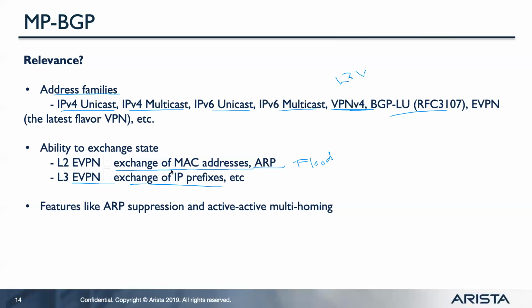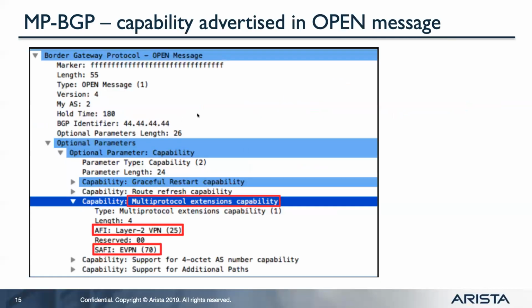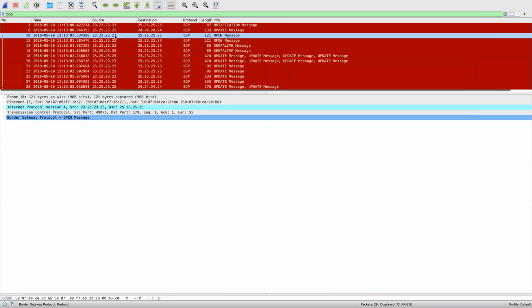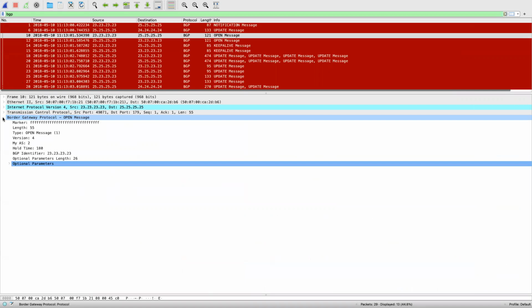Okay, so using MPBGP, we can advertise not only the IP prefixes, but any other protocol information as well. Now, how do we do that? Let's check BGP. Let's first understand this exchange, the open message. When BGP comes up, the first thing exchanged is the open message. So let's look at the packet capture.